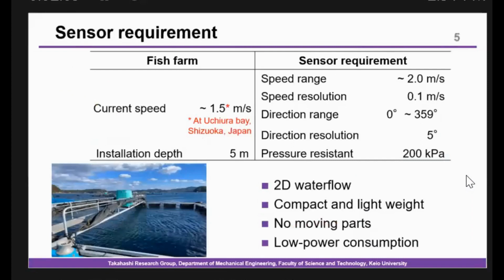These are the sensor requirements as shown in the table. We determined the sensor measurement range and resolution based on the characteristics of a fish farm.